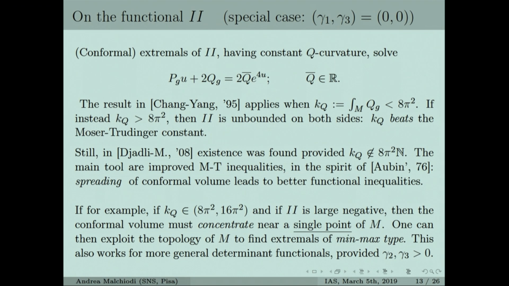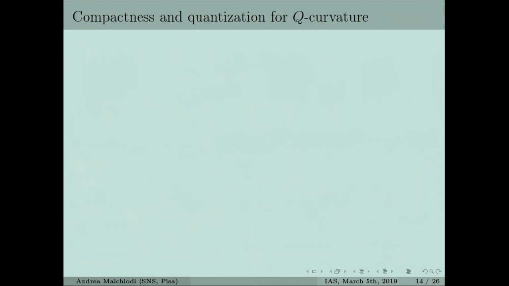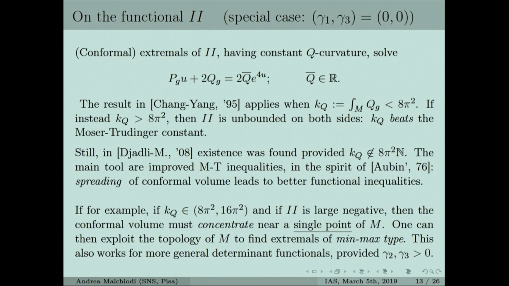But to apply min-max theory, you need a combination of 2 ingredients. One is topology, which I just described, and the other is compactness. Okay? And this compactness condition is related to this sort of non-resonance hypothesis we have. So we require the integral of Q to not be a multiple of 8 pi squared, the integral of Q over the sphere.